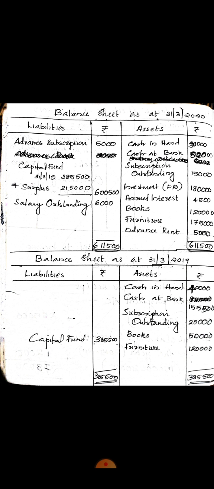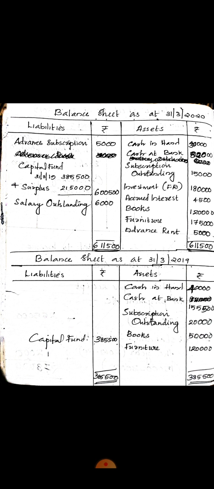Books. Opening balance of books 50,000. Books purchased during the year 70,000, which is given on the payment side of receipt and payment account. Opening balance 50,000 plus purchase of books 70,000. So closing balance of books is 1,20,000.